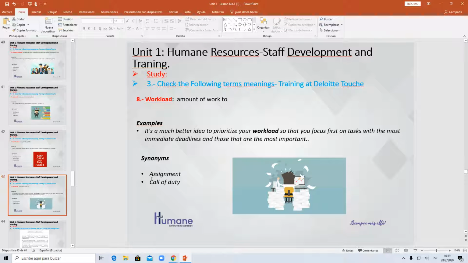Another term could be workload, amount of work. It is a much better idea to prioritize your workload so that you focus first on the tasks with the most immediate deadlines and those that are most important. Words related to workload could be assignment and call of duty.